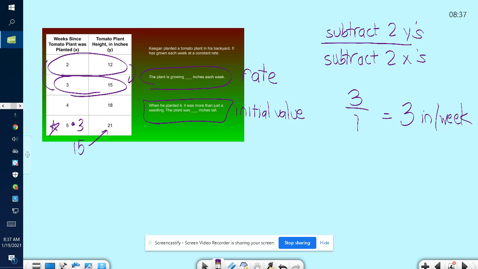That means the plant must have started so many inches tall at the beginning. 15 plus 6 is 21. So the initial value is probably 6. It's probably growing 3 inches a week, and it started 6 inches tall.